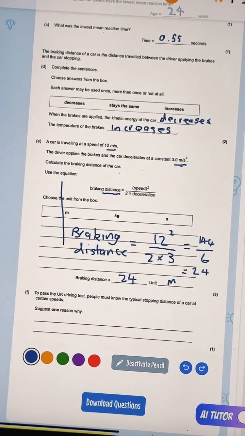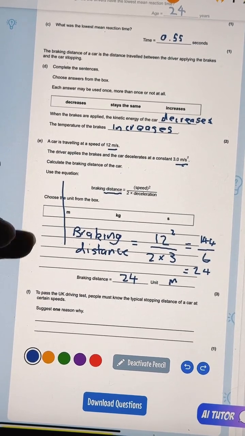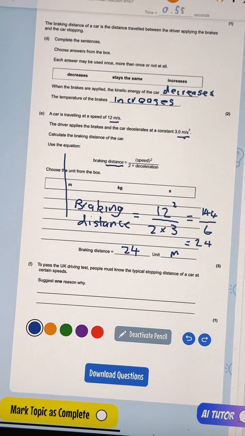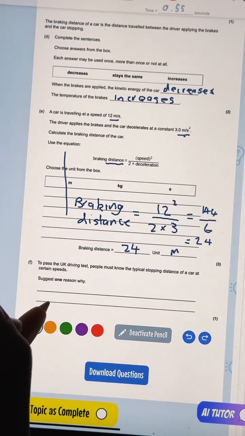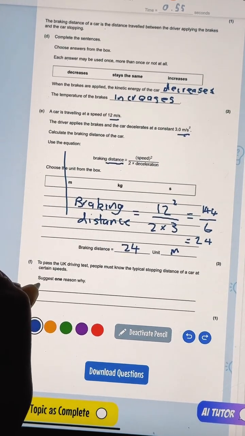Because when driving, there can be hazards on the road, there can be other cars on the road. So the aim is to control your driving so you know how far you are from something and whether you will be able to stop in time. So it's to know how far behind another car they should drive, for example.